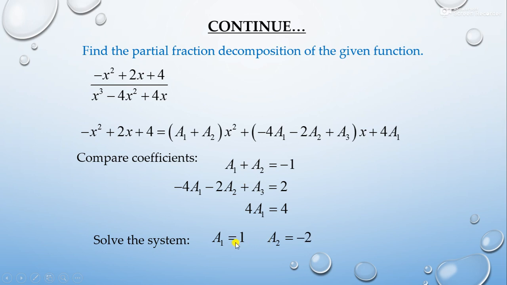Now we have the values of a1, a2, so we use these values of a1, a2 in the second equation and find the value of a3, so that will give a3 is equal to 2. So now we can find the values of a1, a2 and a3.